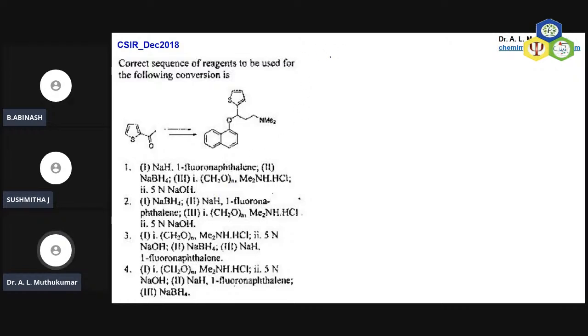Actually, what is happening in this reaction is that you are taking this 2-acetyl thiophene. I'm just giving you the exact mechanism of this reaction. The right answer is option 3. Let me solve this question. If you check the third option, the first step is formaldehyde and dimethylamine reacting in the presence of HCl. I have already discussed this in the previous class.